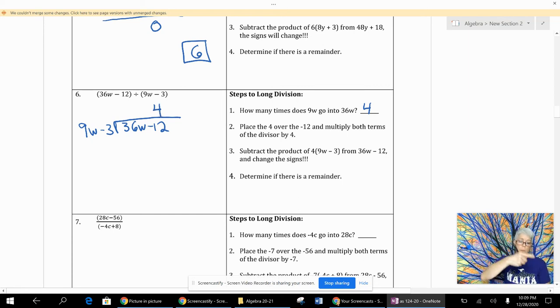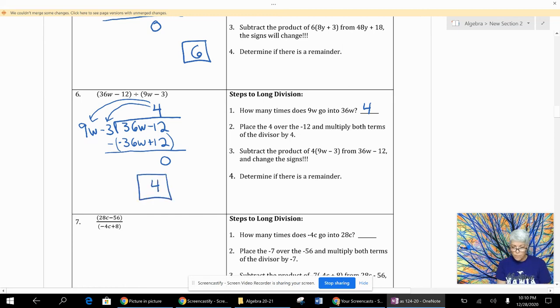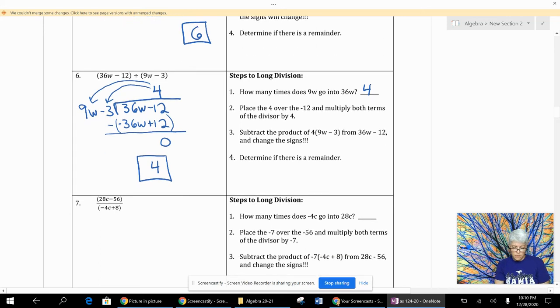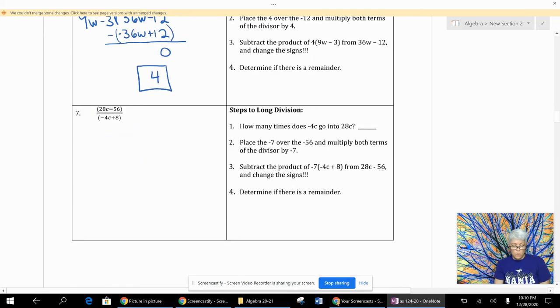And we go back. 4 times 9w is 36w. 4 times negative 3 is negative 12. And then I have to subtract. But when I subtract, it changes all the signs, which in this case zeroes itself out. So the answer is 4. We're dividing without remainders. We'll do remainders tomorrow. All right, next one.